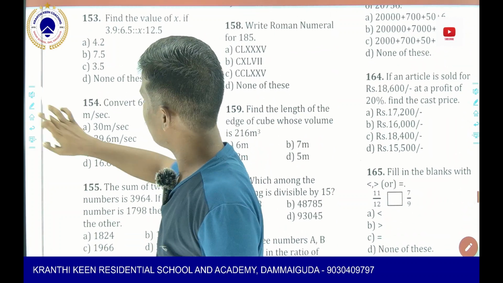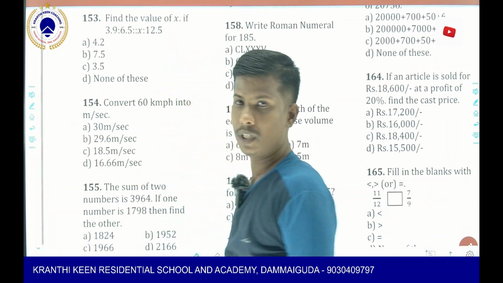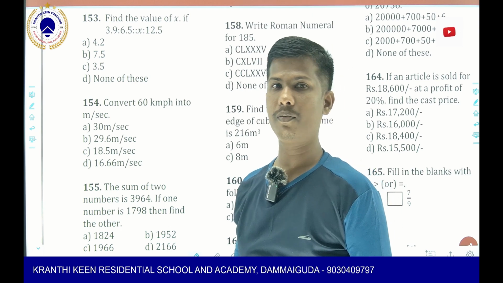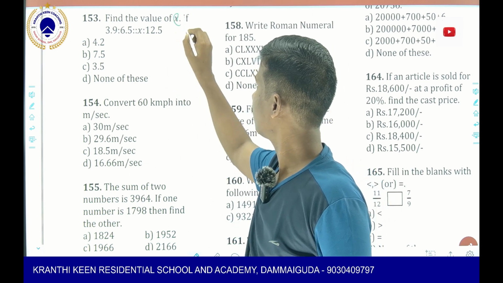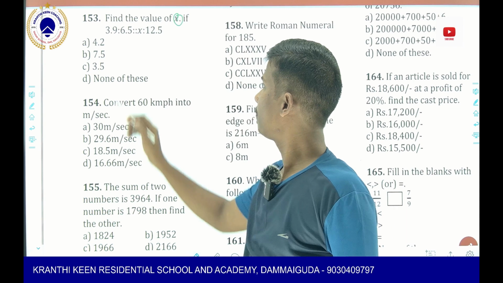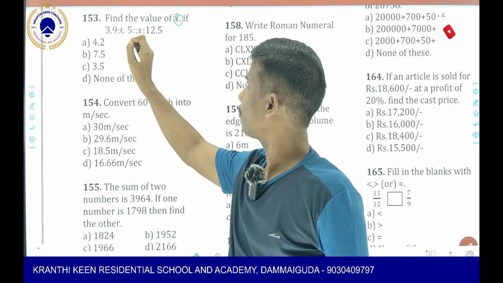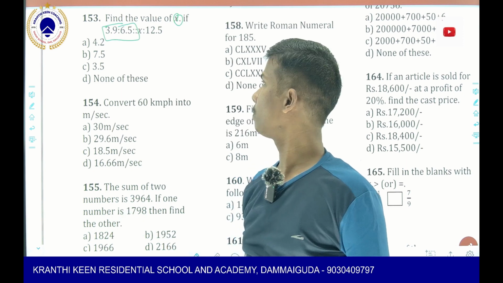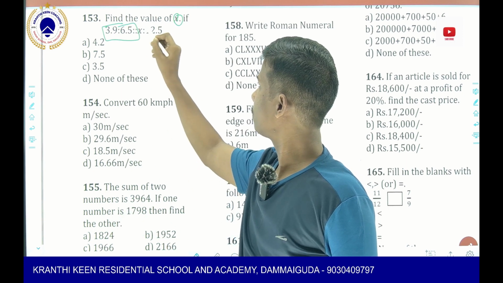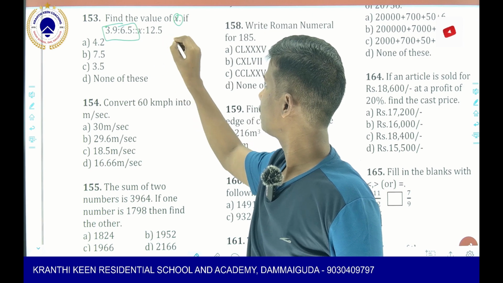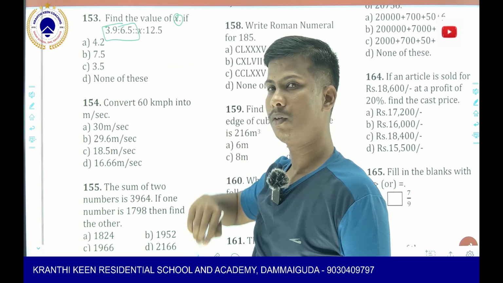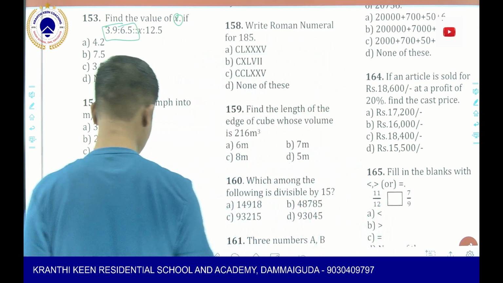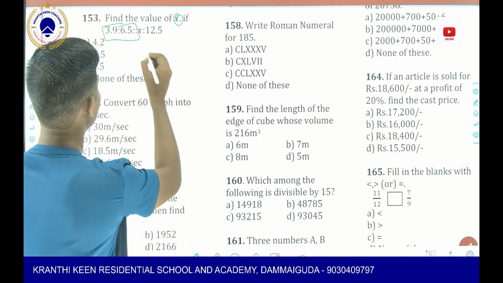Next is question number 153. Find the value of x if 3.9 is to 6.5 is equal to x is to 12.5. Now we will write it in fraction form.